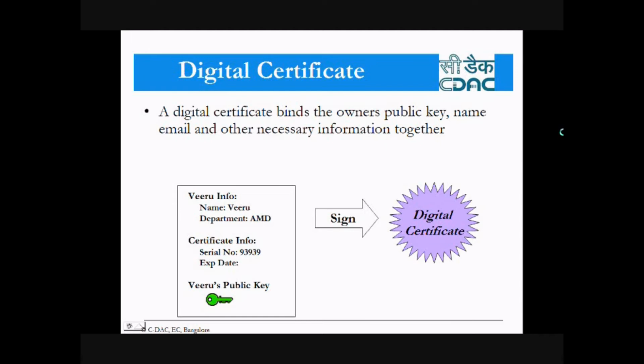And most importantly, this particular information has been digitally signed by the certifier. Okay, this particular piece of information is basically signed by the certifier. So once it has been signed by the certifier, it is then called a digital certificate. So now Viru can always show this digital certificate to anyone, saying that he is the owner of this particular public key.